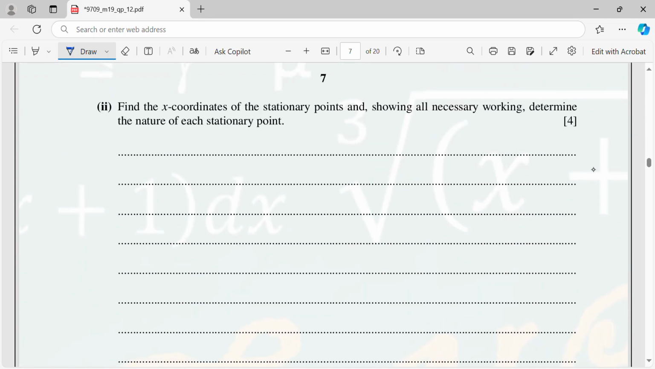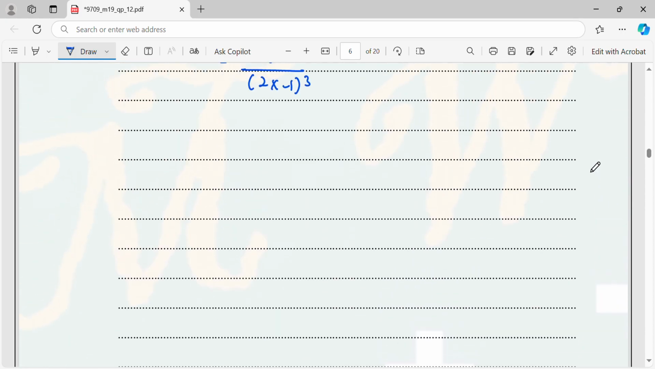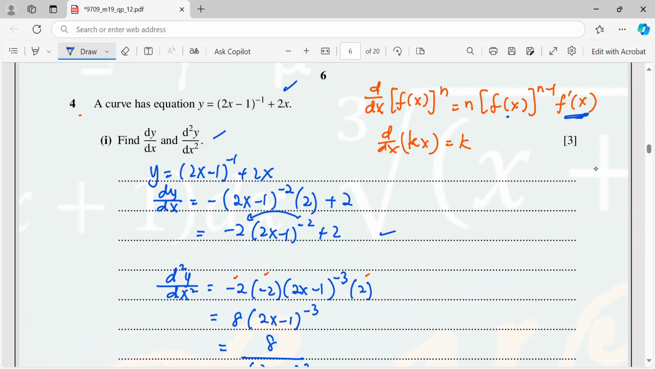Now part 2, find the x-coordinates of the stationary points. Whenever you see stationary points, it means that dy/dx equals 0. And showing all necessary working, determine the nature of each stationary point. Now look at the question. Points means more than one point here, and the nature means either maximum or minimum.